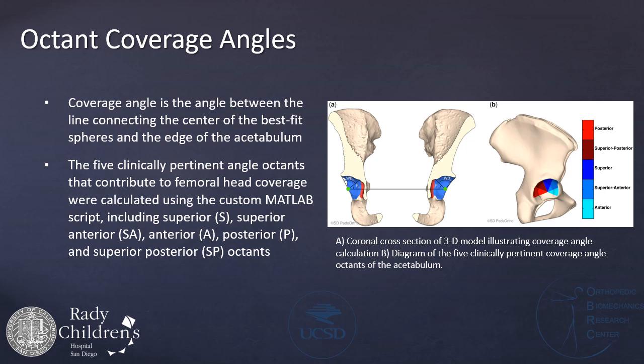The coverage angle is the angle between the line connecting the center of the best fit spheres for each pelvis and the edge of the acetabulum. This is shown in image A, where the green dots represent the center of the best fit spheres. The coverage angle for the octant section calculated using the MATLAB script is the average of the coverage angles within the specified 45 degrees or octant of the acetabulum edge. In image B, there is a representation of the 5 clinically pertinent coverage angle octants of the acetabulum: the superior, the superior anterior, the anterior, the posterior, and the superior posterior octants.